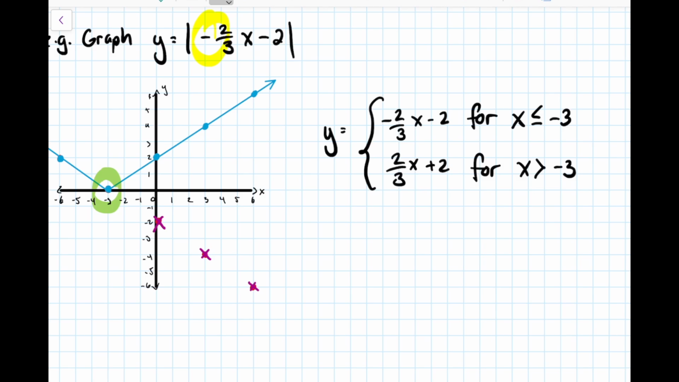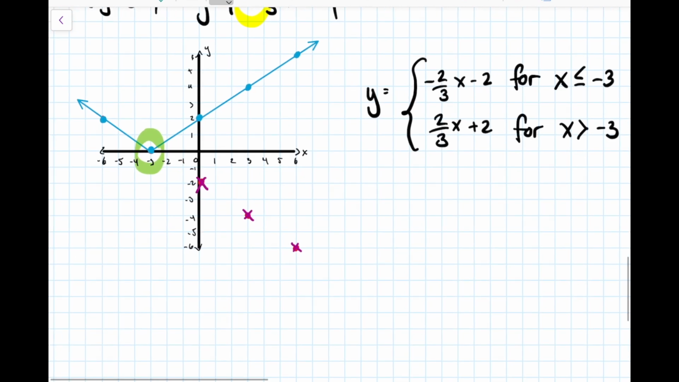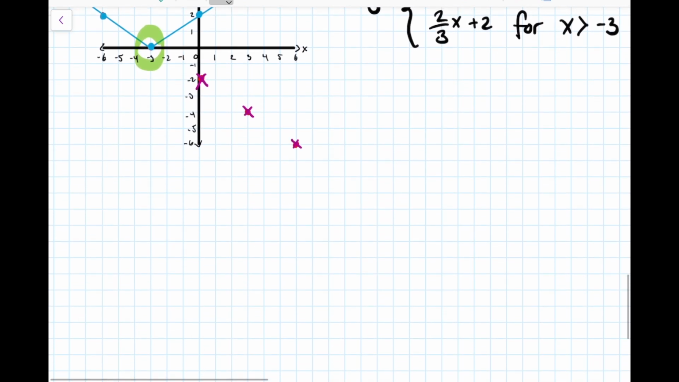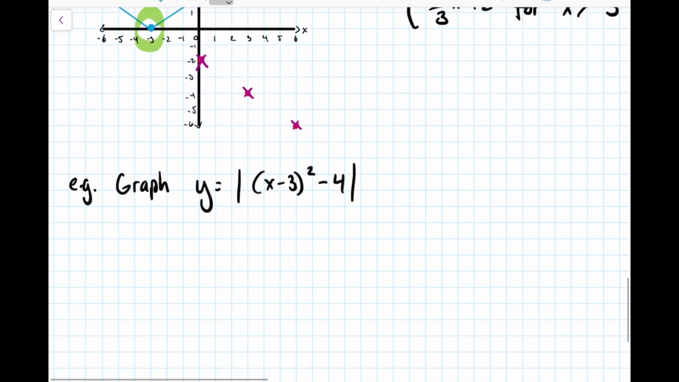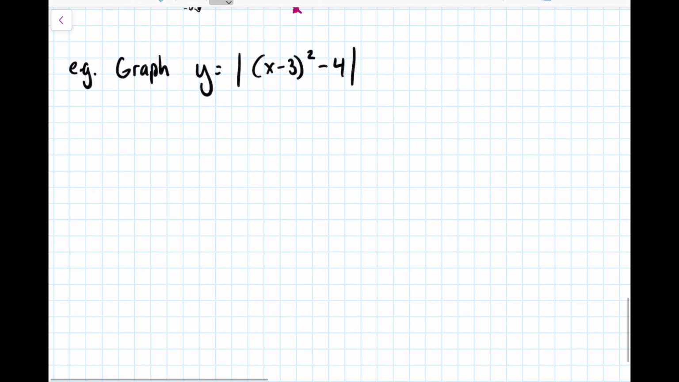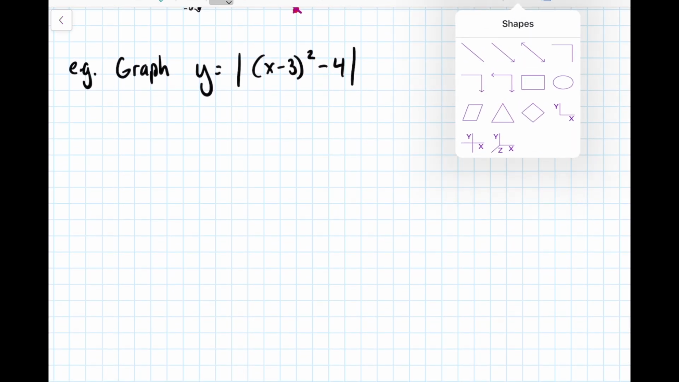But what if it's a parabola? It doesn't really change the thought process too much. It's just basically going to be working with parabolas instead of working with linear equations. So let's try graphing y equals the absolute value of x minus 3 squared minus 4. Sketch yourself out a 6 by 6 graph for this one as well, and then once you're done, we'll come back and we'll talk about how to graph this thing.